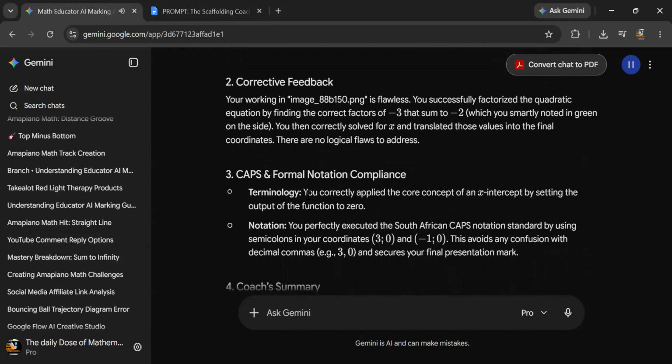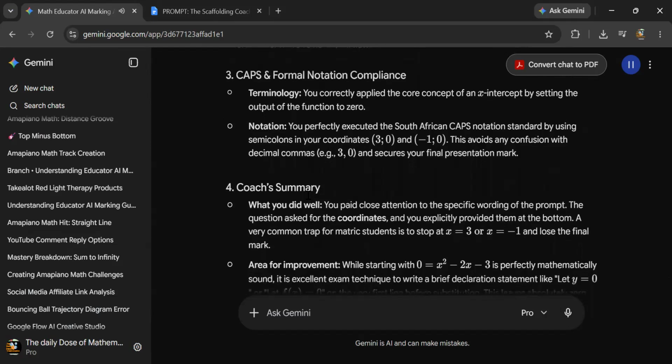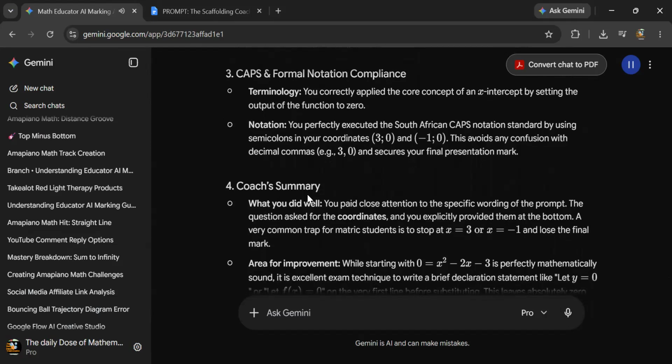3. CAPS and formal notation compliance. Terminology: you correctly applied the core concept of an x-intercept by setting the output of the function to 0. Notation: you perfectly executed the South African CAPS notation standard by using semicolons in your coordinates (3;0) and (-1;0). This avoids any confusion with decimal commas, e.g. (3,0), and secures your final presentation mark.